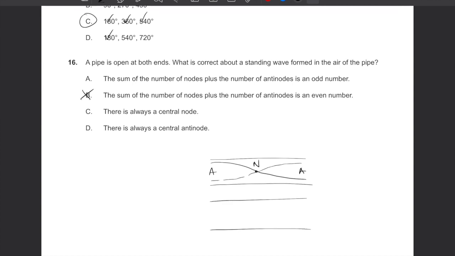And the second harmonic, what does that look like? Well, then we have two nodes like this, and we always have antinodes, of course, at the open ends, but now we can squeeze in another half a wavelength, and so we don't always have a central node, we don't always have a central antinode, but it does look like the sum of the number of nodes plus the number of antinodes is always an odd number, and that is correct.